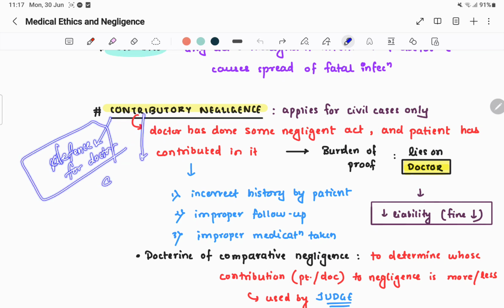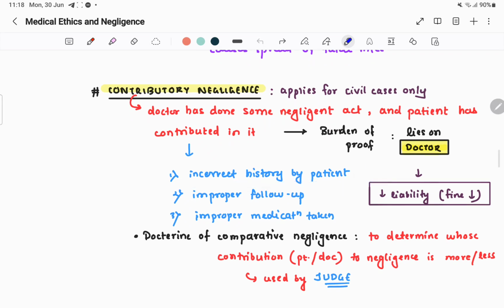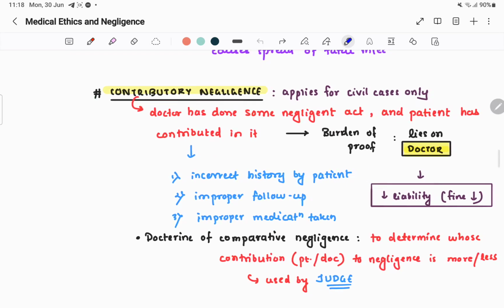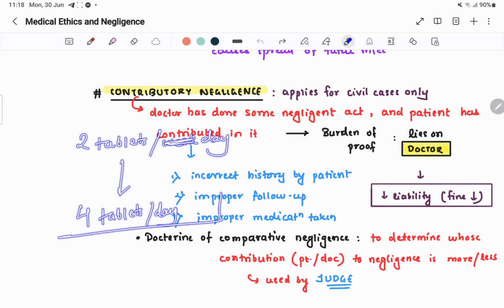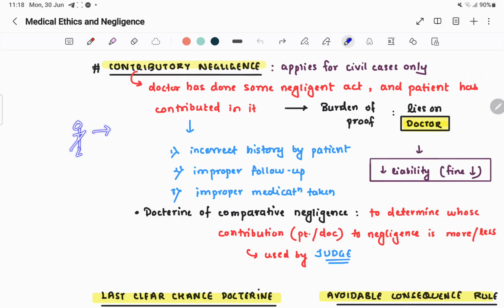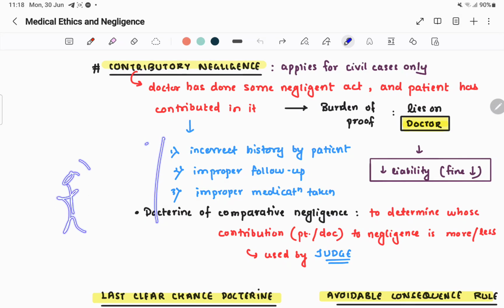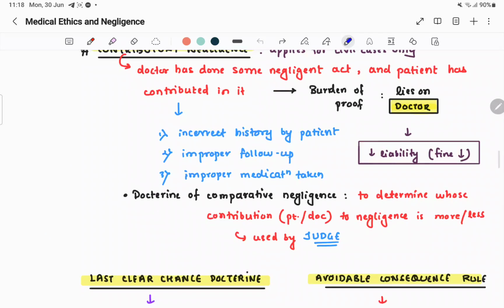Contributory negligence means the doctor is responsible, I know, but the patient is also partly responsible. The doctor can allege in the court that the patient has given incorrect history, improper follow-up, improper medication taken. You ask the patient to take 2 tablets per day, and the patient is taking 4 tablets per day, this is improper medication. You ask the patient to come after 15 days, the patient comes after 2 months. Improper follow-up. The person is not telling that he or she has been to South Africa or South America. So how will you know that the patient must be suffering from leishmaniasis or some such condition, right? So if the patient sues you in the court, then you can very well tell that there is no such history given by the patient.